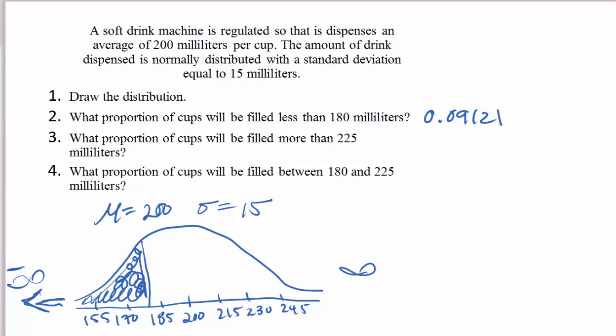All right, so for the next problem, we want to find what proportion of cups will be filled more than 225 milliliters. Let's go ahead and draw in this proportion. 225 is essentially about right there, and we want to shade in this region. So again, this will be something a little less than 0.5, maybe a lot less than that.